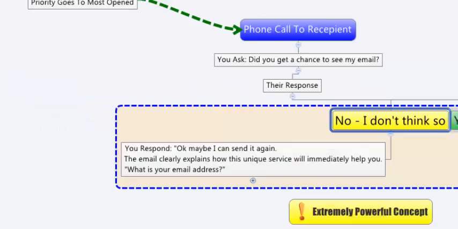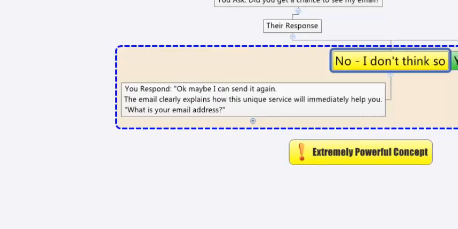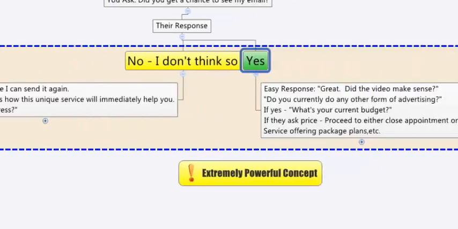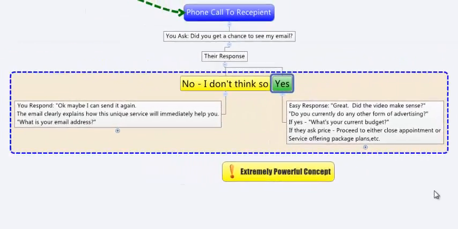So when they say no, I don't think so, this right here, by the way, guys, is gold. It's an extremely powerful concept. When they say no, I don't think so, you back away a bit. You say, okay, well, maybe I can send it again. The email that I sent clearly explains how my unique service, or whatever it is that you're offering, is going to immediately help you. Just so that I can make sure you get it, what's your email address, right?